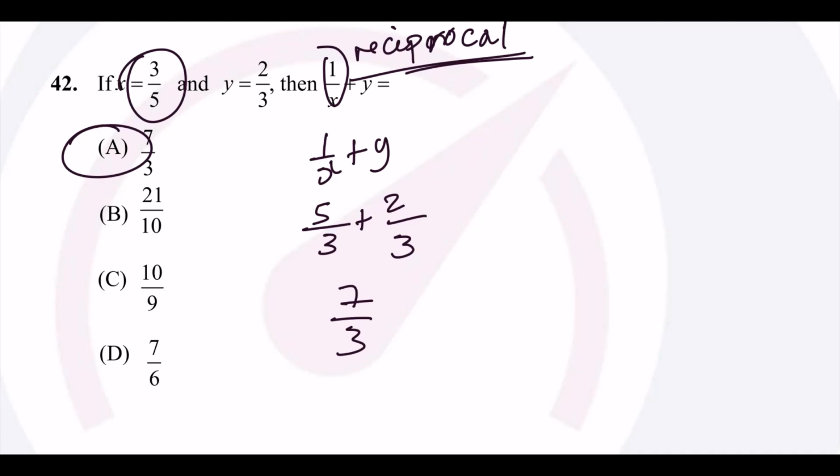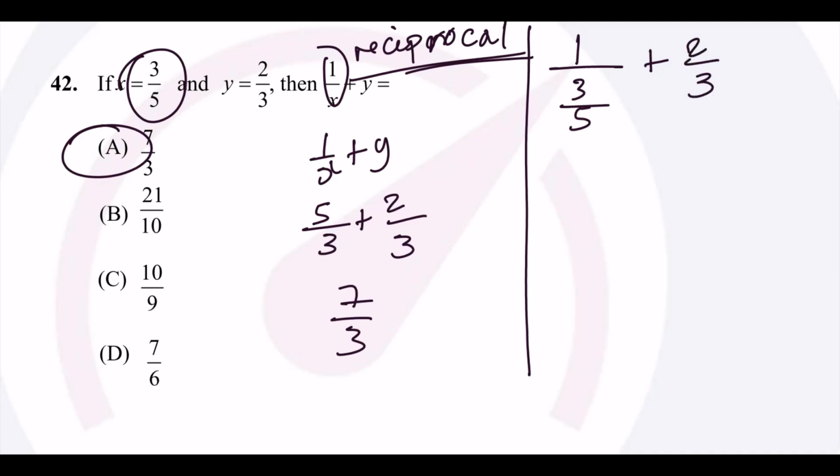And the question could have you write your answer as a mixed number. Easy question. Let me show why. If we had written 1 over 3 over 5 plus 2 over 3, for some students who might not understand, right here is what ended up giving us 5 over 3. So you can go ahead and do the longer working out for your comfort.